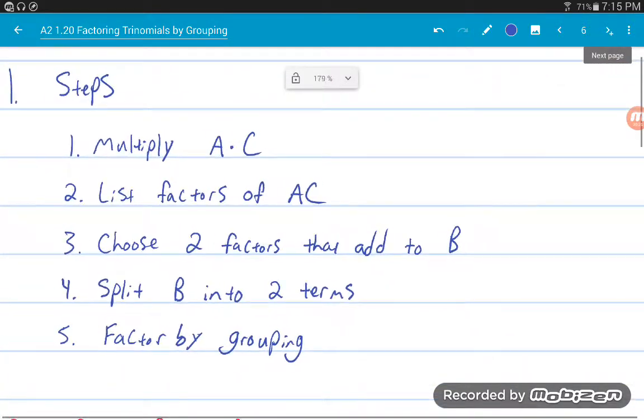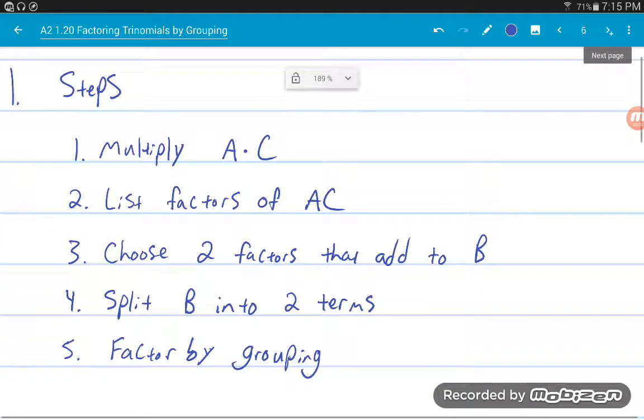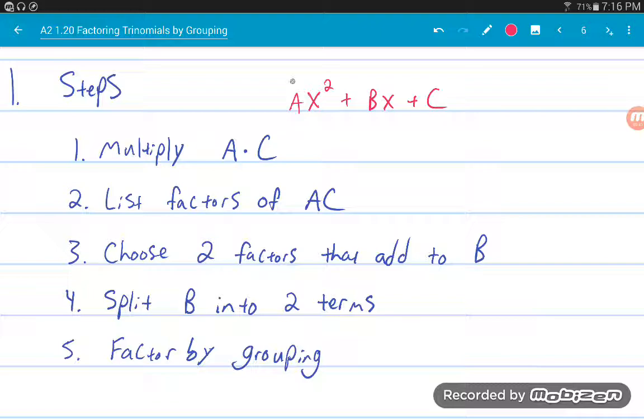The steps are to multiply a times c. Those are the coefficients, so if you have a trinomial, it looks like this. It has an ax squared plus bx plus c. So when I say a times c, I mean this number times this number.